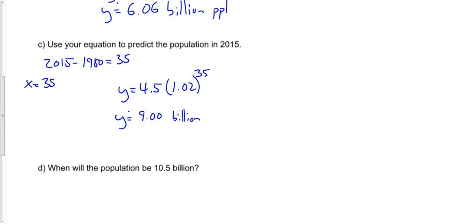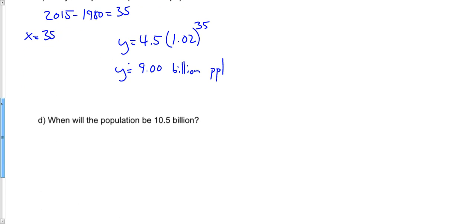Okay, obviously we don't have a population of 9 billion people in 2015, or rather we didn't have a population of 9 billion people, so the equation doesn't hold exactly. Okay, so now we don't have a graph, and we can't use our graph like we had before.